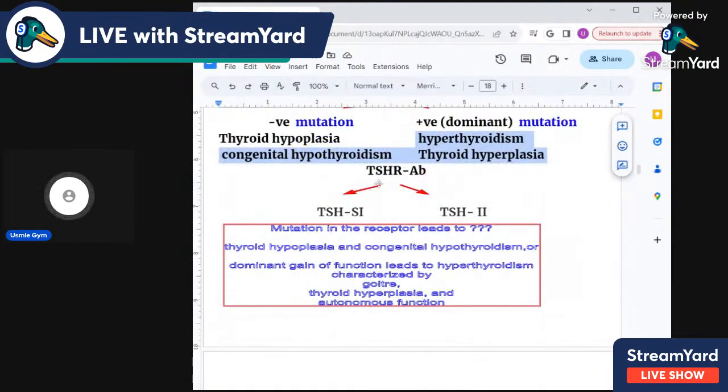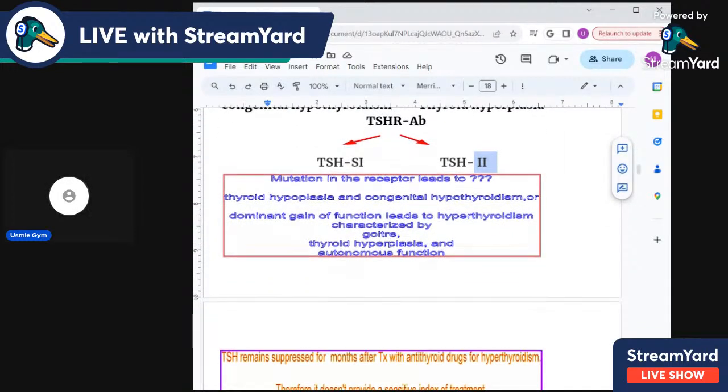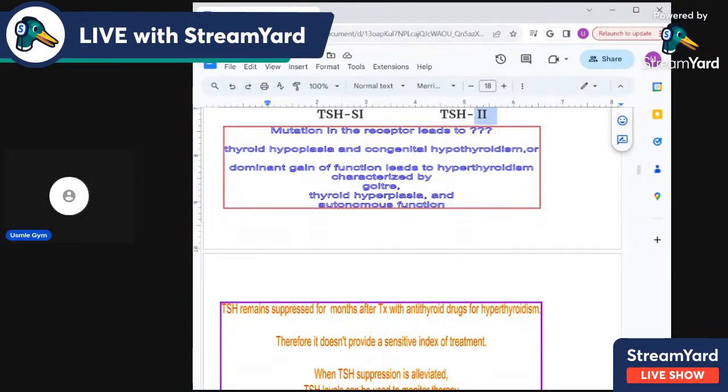And then we go to TSH antibodies. There are two types of TSH receptor antibodies: TSH stimulatory immunoglobulin and TSH inhibitory immunoglobulin. TSH stimulatory immunoglobulin causes hyperthyroidism, and it's present in Graves' disease and thyrotoxicosis. TSH inhibitory immunoglobulins cause hypothyroidism and are present in Hashimoto's thyroiditis.